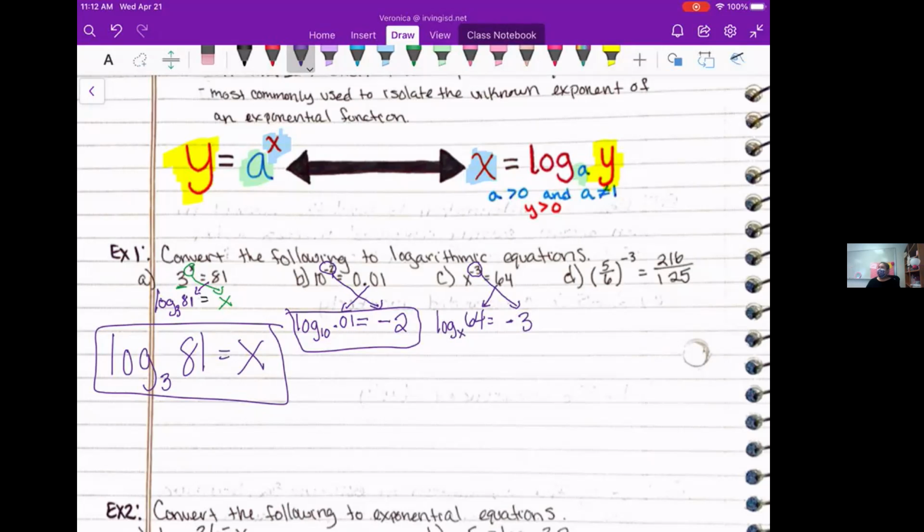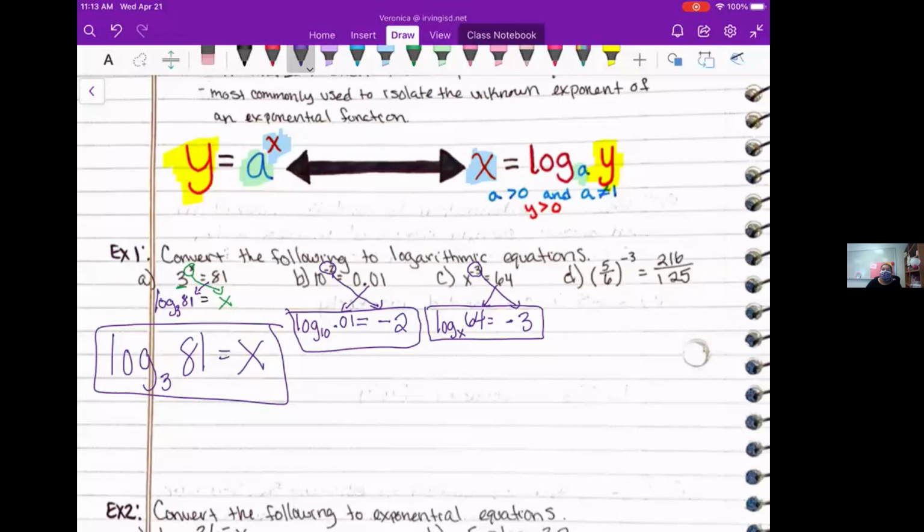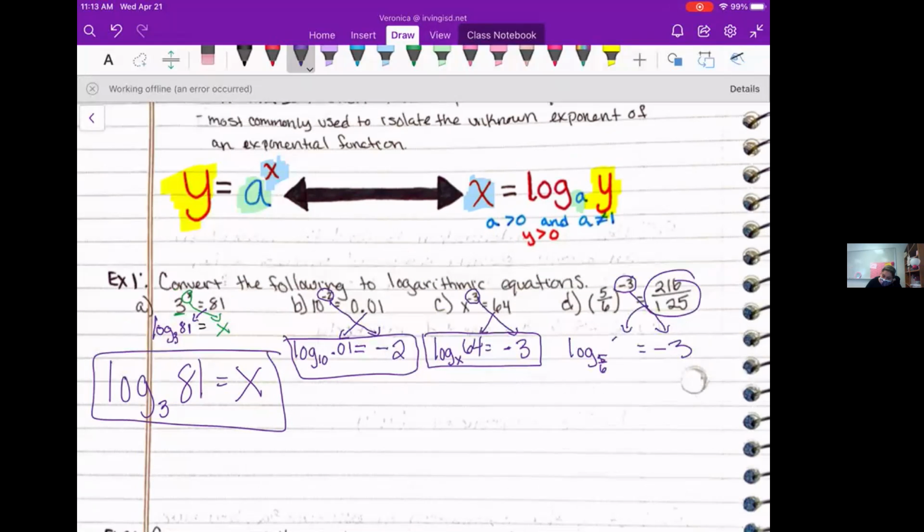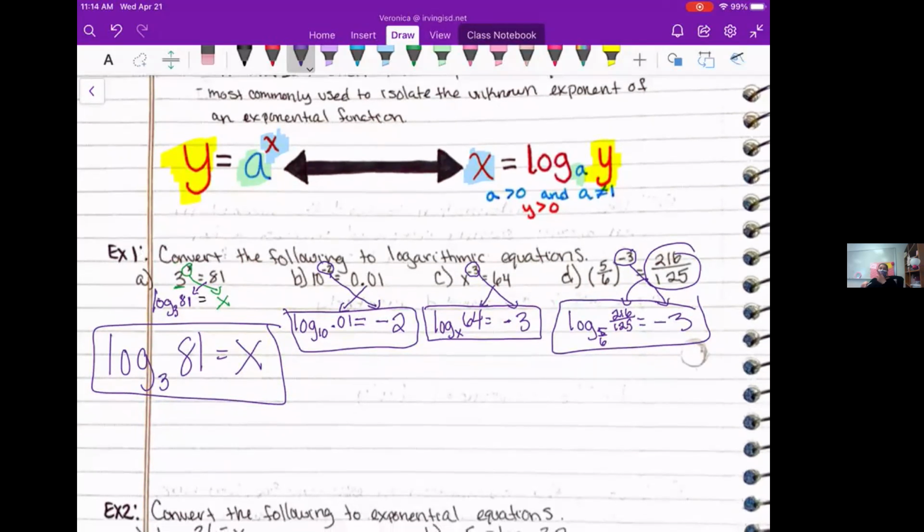Okay, I'll do the last one now, D. So for D, same thing. The difference is that your base is now a fraction. That doesn't matter, okay? So the exponent in this thing is a -3. So this is gonna come to the other side. So -3 goes here. You're gonna be the base at the log because you're chilling. And then whatever this number is is going to come here. So 216 over 125. Ta-da, you're done. How many of us got that right? Yeah, not that hard, right? Once you figure out where the numbers go, it's not that bad.